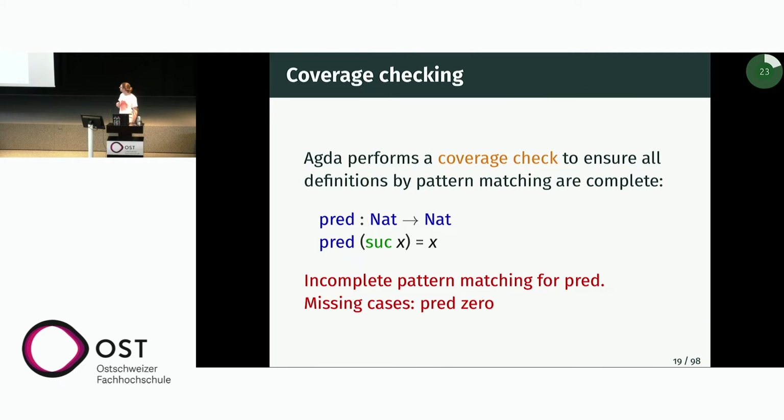Okay, let's dive a bit deeper into how Agda enforces totality. It has two checks to enforce totality. First, there's a coverage check. This is maybe somewhat well known if you're from Haskell, and you can enable this in GHC as well, right? If you write an incomplete definition like this, you will get an error saying that you missed the case for pred of 0.